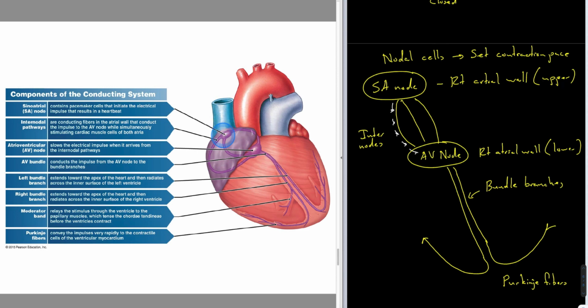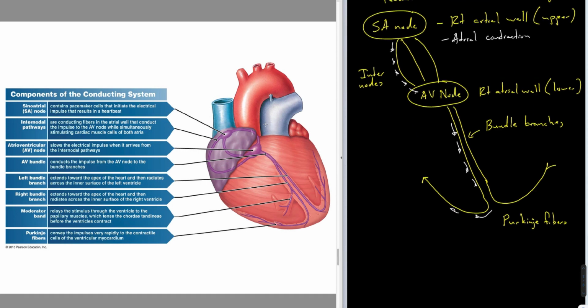So our SA node, when it activates, causes contraction of the atrium. Atrial contraction. That current is sent down to the AV node. And the AV node sends the current down the bundle branches, up through the Purkinje fibers, and that causes ventricle contraction.